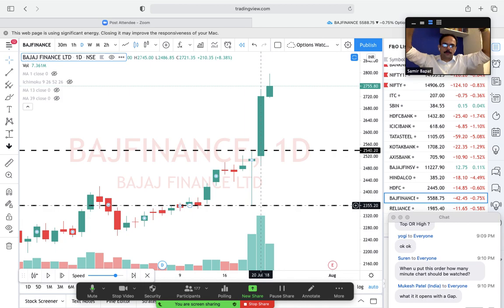What if it opens gap up? Then buy at the open. It's still okay. If it opens gap up, no problem, buy at the open of the next day. Okay.